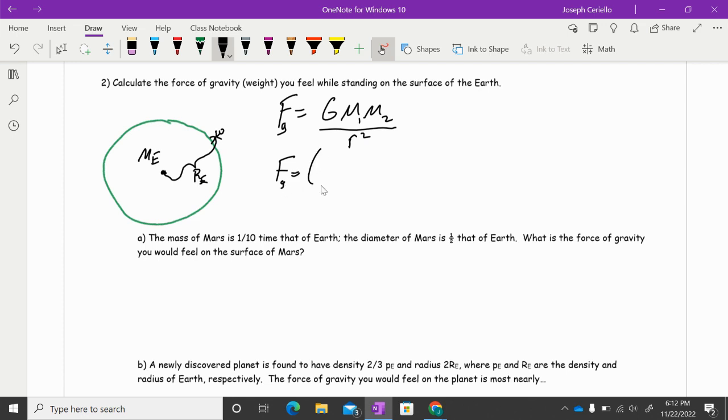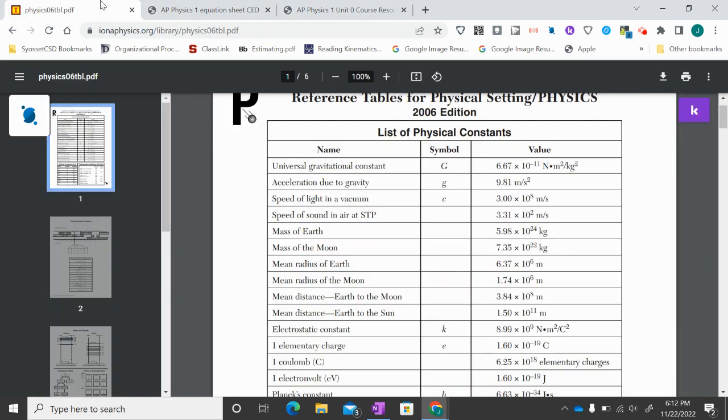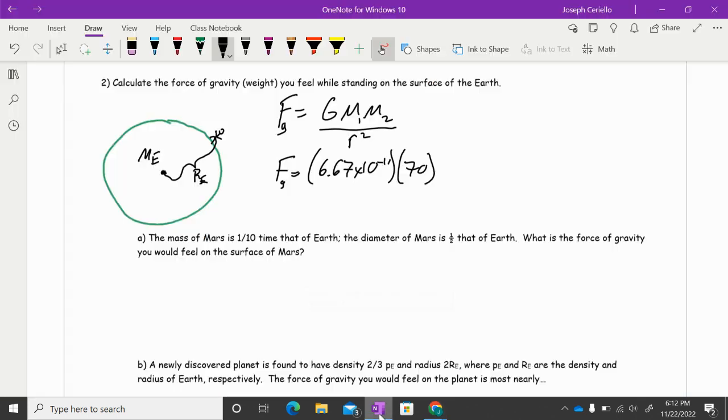Fg is equal to 6.67 times 10 to the negative 11. M1 and M2 are you and the Earth. I'll just make up a mass for you. We'll make it 70 kilograms. And the Earth's mass, according to the Regents reference table, is 5.98 times 10 to the 24.